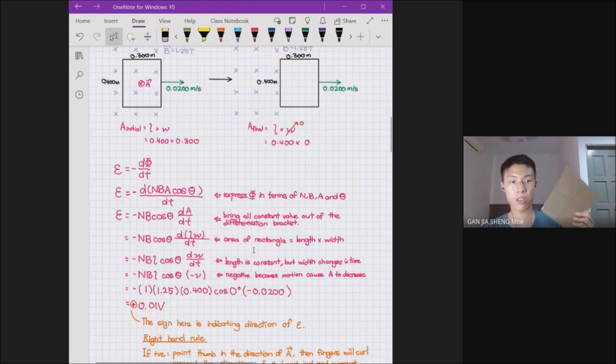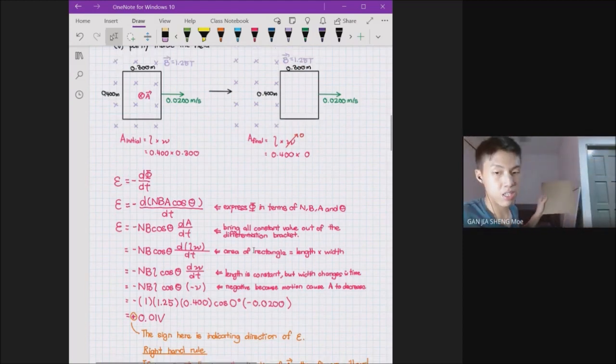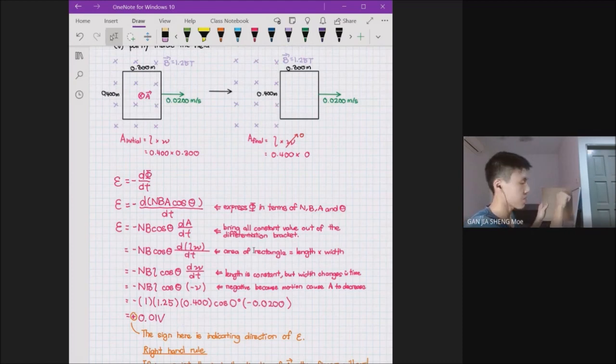So this is my board. The area vector is pointing into the page, as you can see on the screen over here. Therefore, if you turn your hand, it will be a clockwise turn.